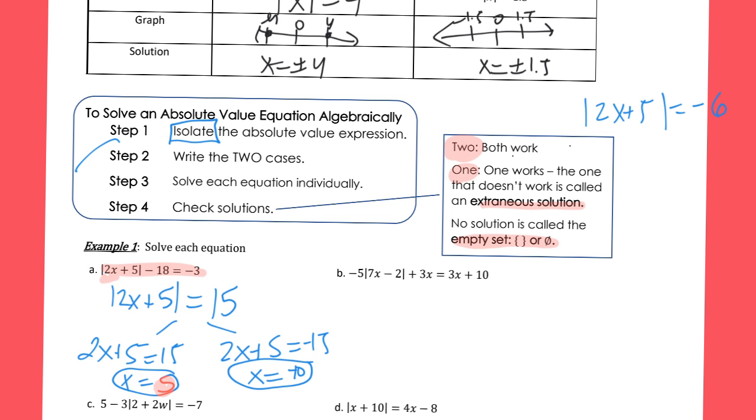Try -10. You do 2 times -10, you get -10, plus 5 is -5. The absolute value is good. I lied. That's -20, and -20 plus 5 is -15. The absolute value of -15 is 15. And 15 subtract 18 is going to be -3. So both of these work.